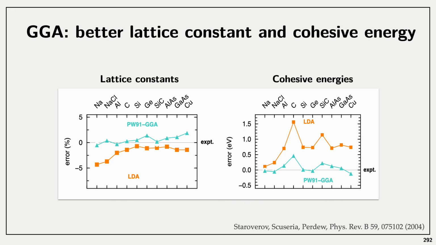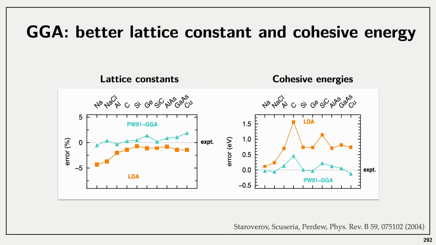The bond length error is also about 1%. It's still in the same ballpark of errors, but it's reduced, right? It's still the same kind of behavior, but it's significantly reduced. And then the same thing for cohesive energy, which is related, of course, to total energy. We just showed on the previous slide that GGA does better, and indeed, it does significantly better.